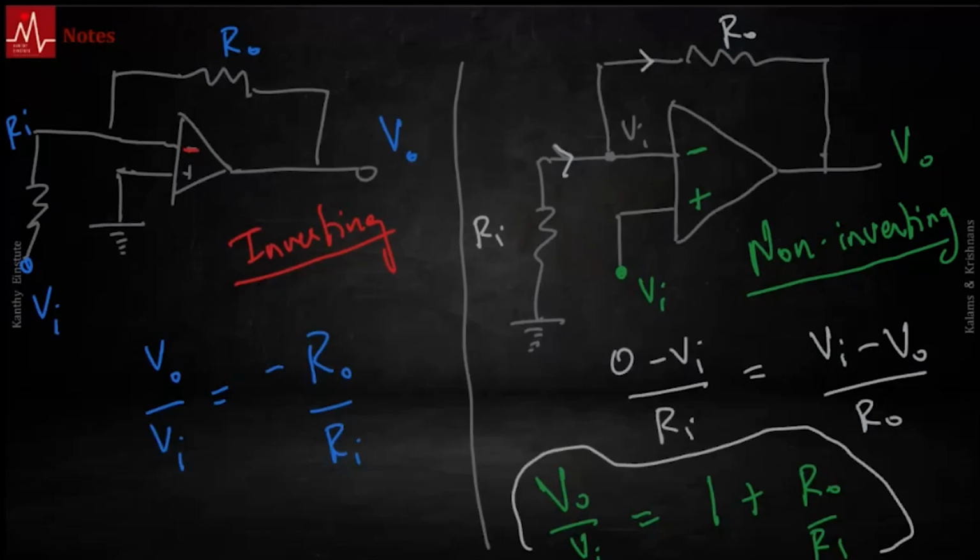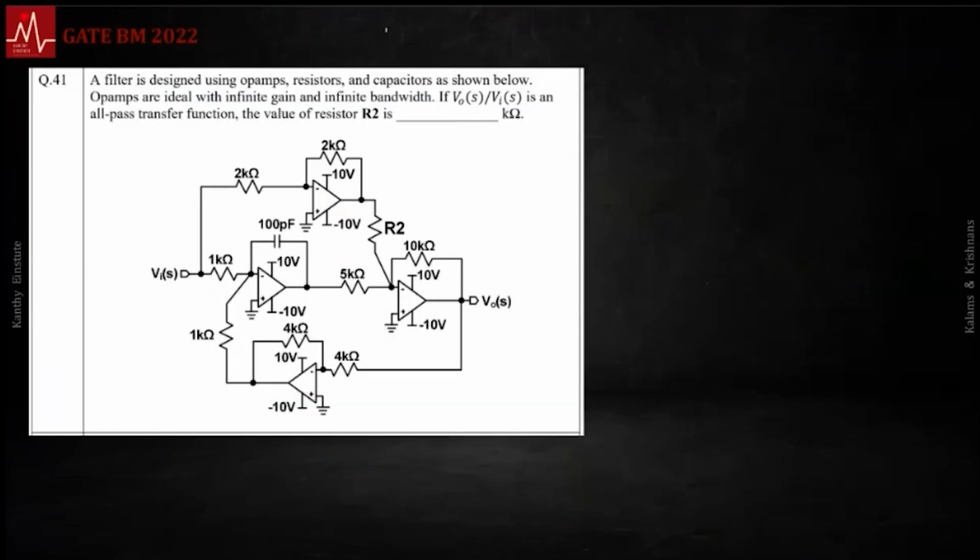Let's do one more example of this. A filter is designed using op amps, resistors, and capacitors. So they also throw in a capacitor, which we can deal with as an impedance in the s domain. The op amps are ideal with infinite gain and infinite bandwidth. V naught of S by Vi of S is an all-pass transfer function. The value of resistor R2 is?